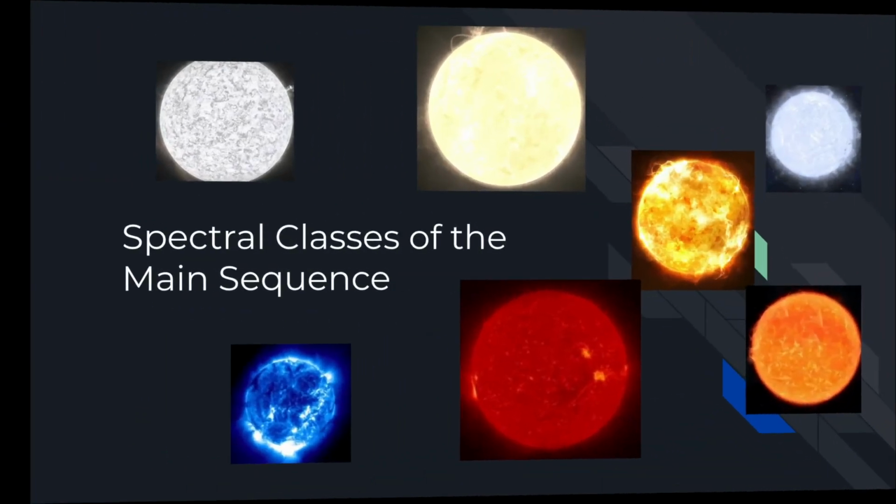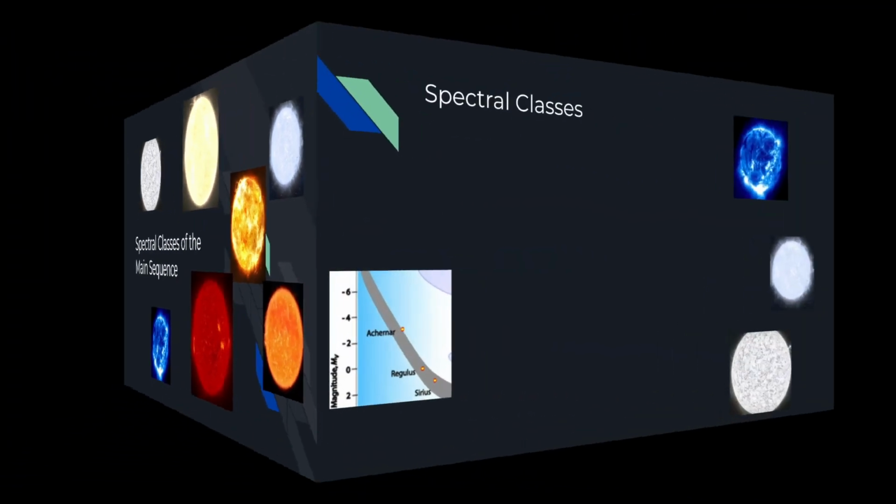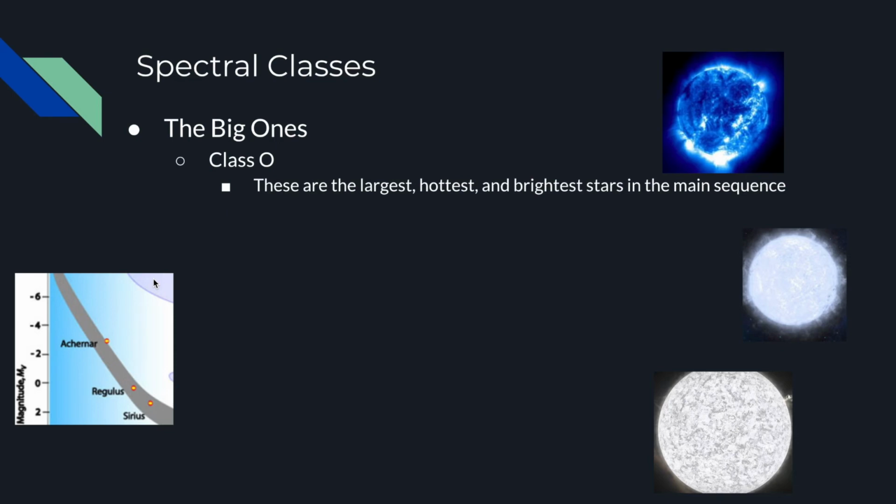Now we'll really quickly go through the spectral classes of the main sequence. Technically, these classes exist for every star regardless of whether or not it is main sequence, but they're only really important for the main sequence stars. The first of the classes we'll go over are the ones that are really, really big. The first of these is called Class O. Now, these are the largest, hottest, and brightest stars on the main sequence.